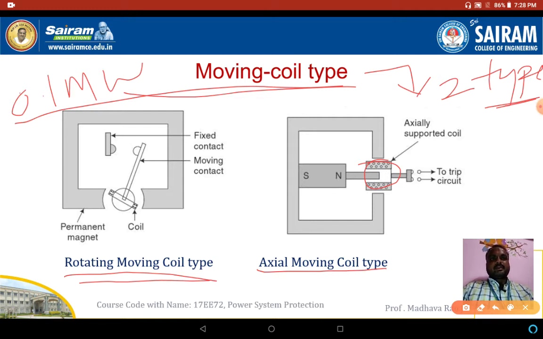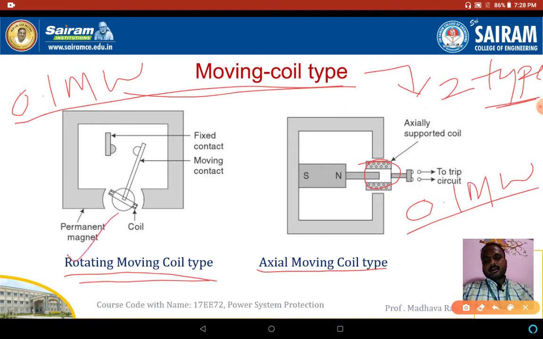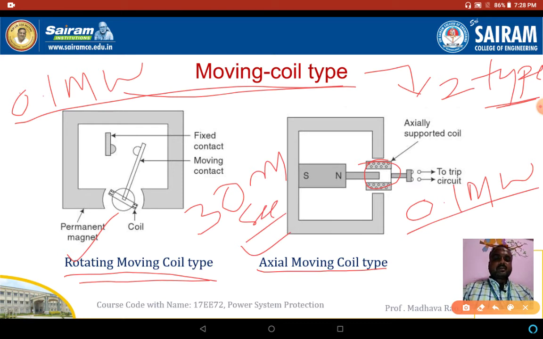Next, the sensitivity of the relay is very high. The axial moving coil relay sensitivity is 0.1 megawatt. The operating time of the relay, for both the rotating type and axial type, is 30 milliseconds. So it takes 30 milliseconds to operate the relay. That is why these relays are faster.